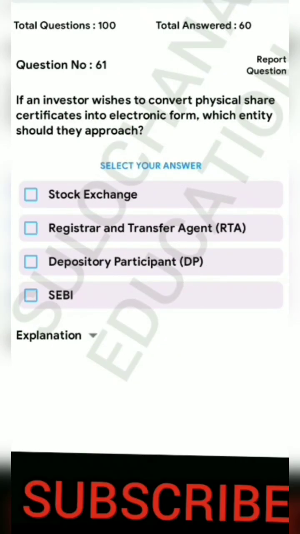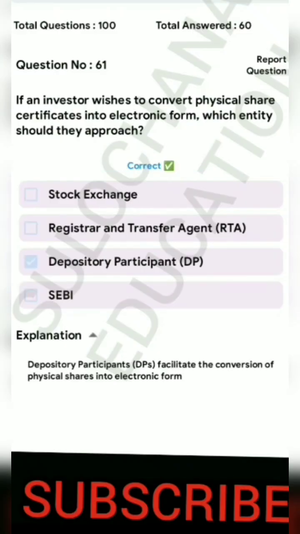If an investor wishes to convert physical share certificates into electronic form, which entity should they approach? Options are A, Stock exchange, B, Registrar and transfer agent, C, Depository participant, D, SEBI. Correct answer is C, Depository participant.